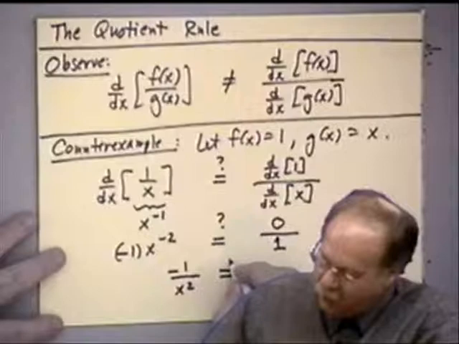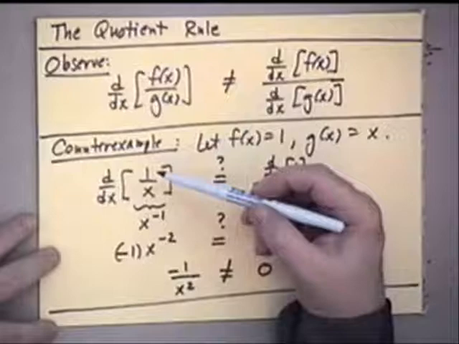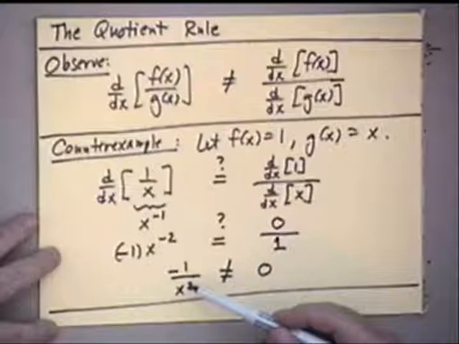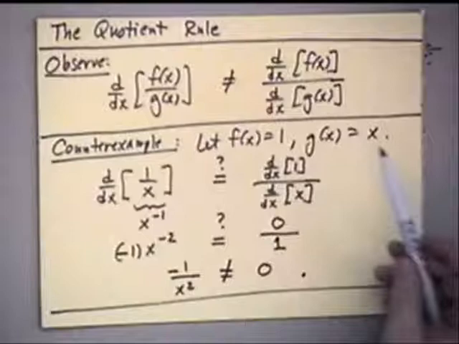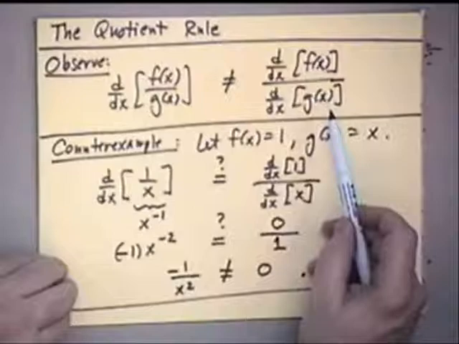For no value of x, assuming that 1 over x is defined, meaning x isn't 0, if you put any non-zero number in here, this is a negative number, and it's certainly not equal to 0. So even in this simple case, and again, almost any pair of f of x and g of x you choose will cause this to fail, you see that the quotient rule cannot be this. It cannot be that the derivative of a quotient is the quotient of derivatives. So we need to find out what it actually is.